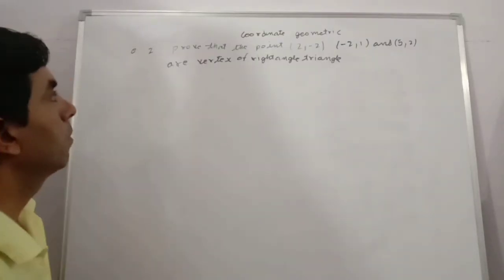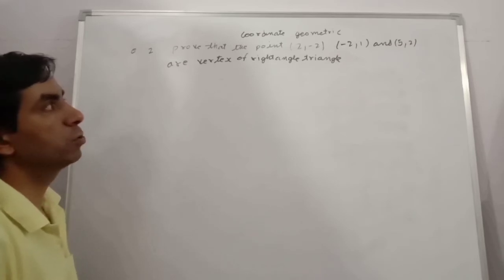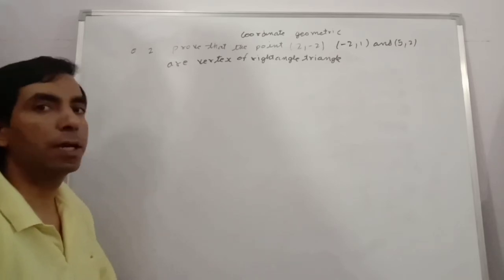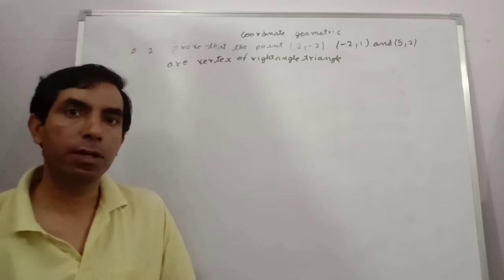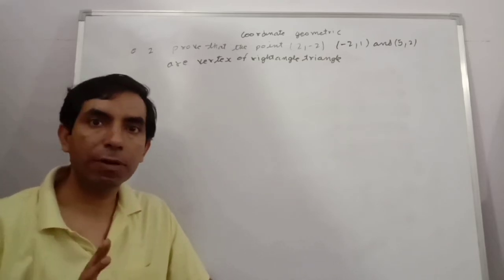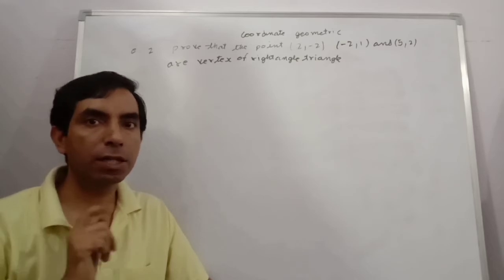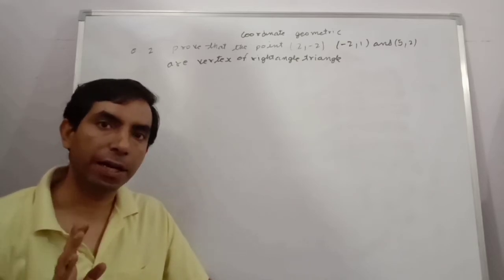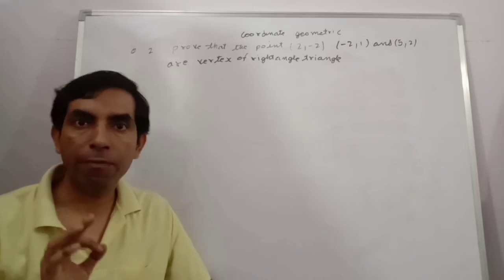Here we are given: prove that the points (2, -2), (-2, 1) and (5, 2) are the coordinates of a right angle triangle. In triangles, we can find the name of an equilateral triangle if all sides are equal. If two sides are equal, then it is called an isosceles triangle. If no sides are equal, then it is called a scalene triangle. These triangles we can find.